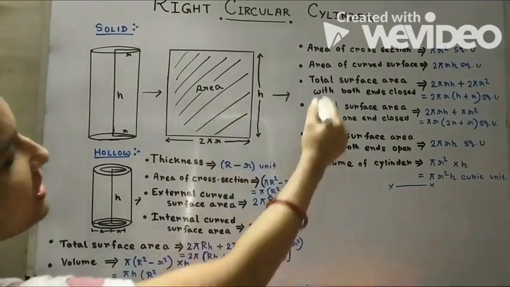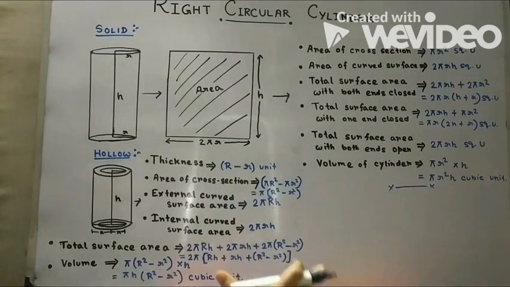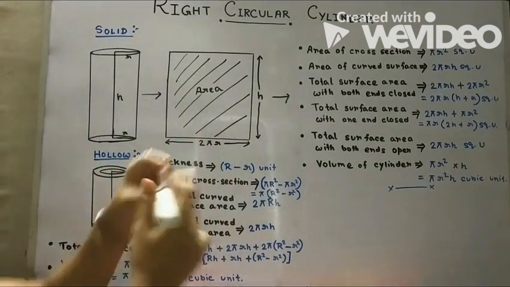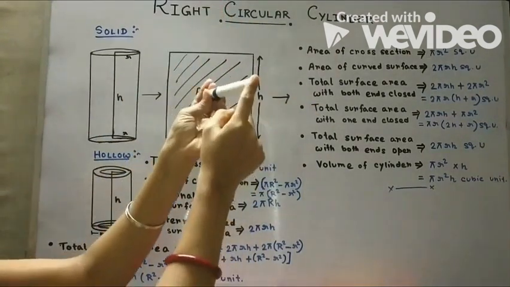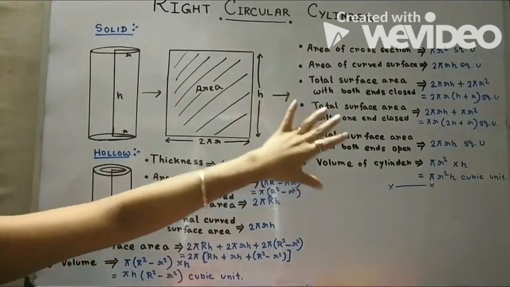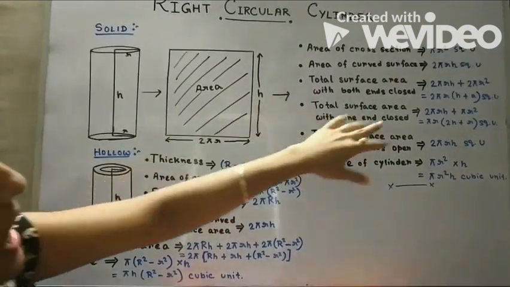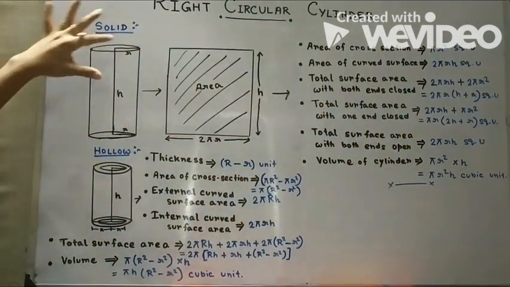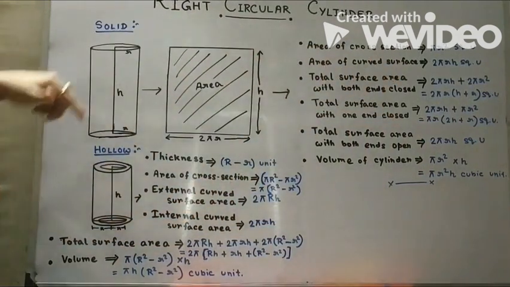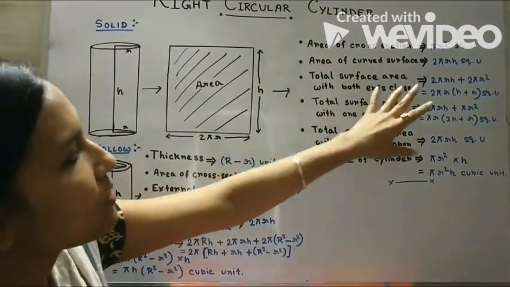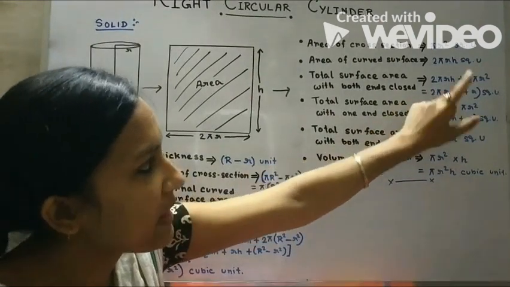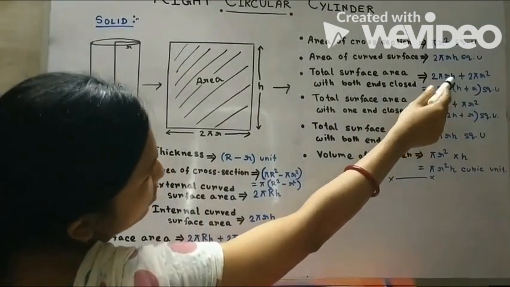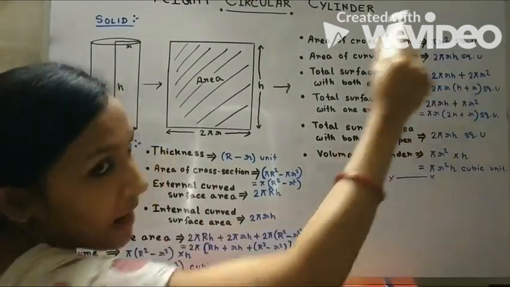For the first one, the total surface area with both ends closed: here is one end and here is another end. So the total surface area with both ends closed will be 2 pi r h, that is the area of the curved surface, plus the area of the bases. One base is pi r square and the second base also pi r square. Therefore the total surface area with both ends closed will be 2 pi r h plus 2 pi r square. If we take 2 pi r as common, we get 2 pi r into h plus r.